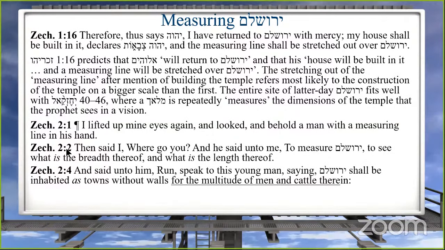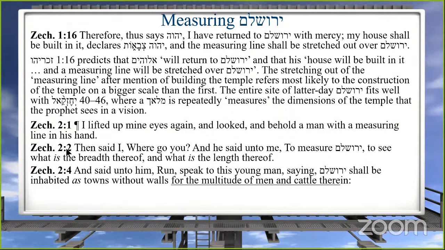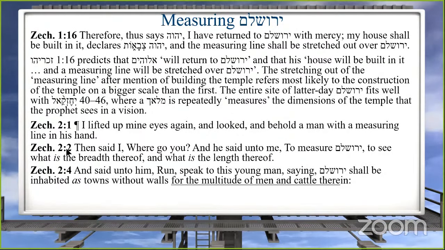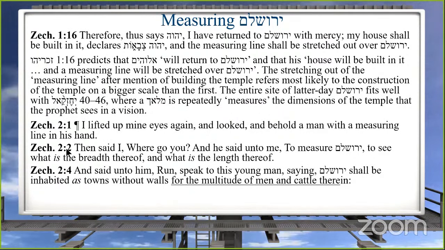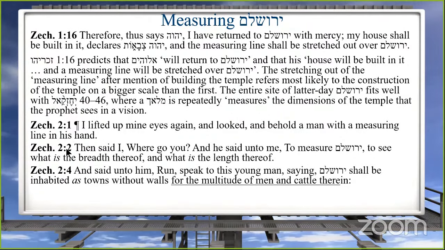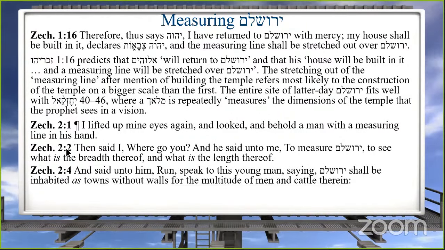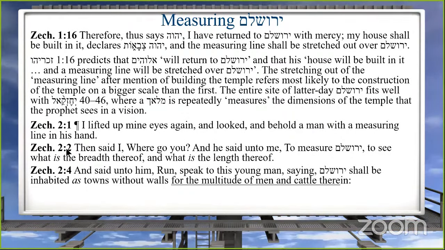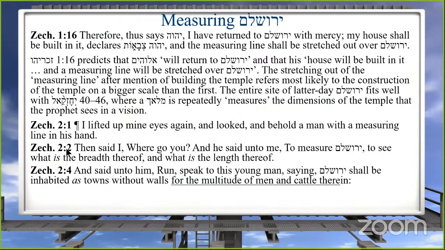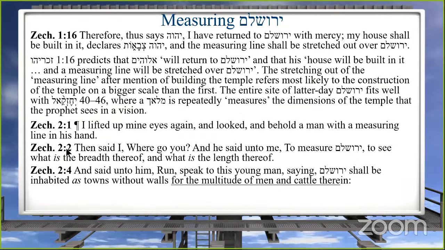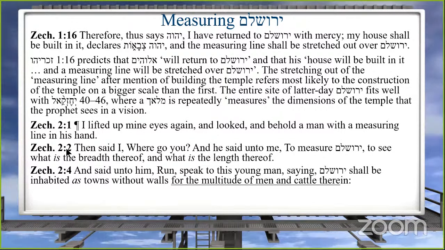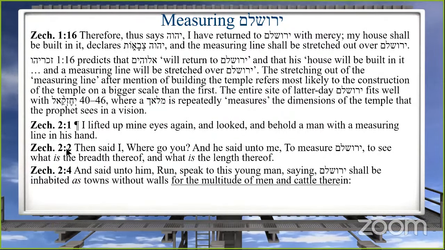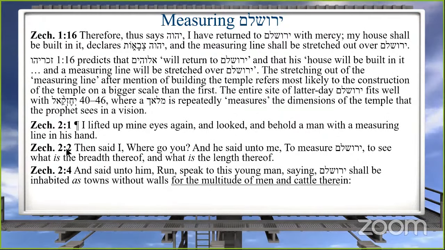The stretching out of the measuring line after the mention of the building of the temple refers most likely to construction of the temple on a bigger scale than the first temple. Remember, if you see how big the temple was, this one here is huge. I mean, really huge. All right. So anyway, the entire site of latter day Jerusalem fits well with Ezekiel chapter 40-46, where the Malach is repeatedly measuring the dimensions of the temple, which we read here in Zechariah 2:1-4.